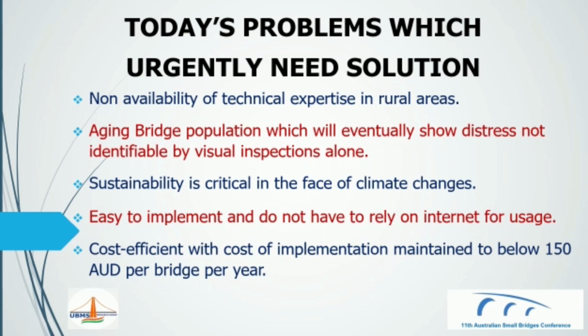Aging bridges show incremental distress not identifiable by visual inspection alone. Fatigue, overload impact, and internal deterioration will need to be identified. The solution will have to address the need for having sustainable infrastructure. The solution would also need to be easy to implement technically.